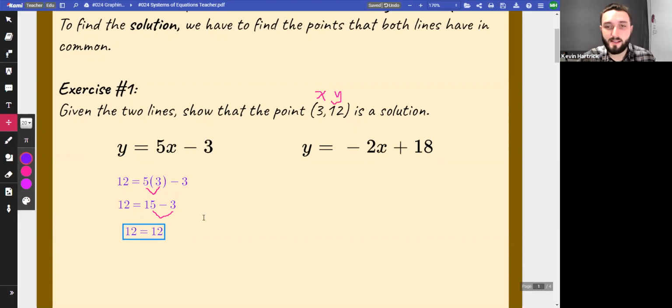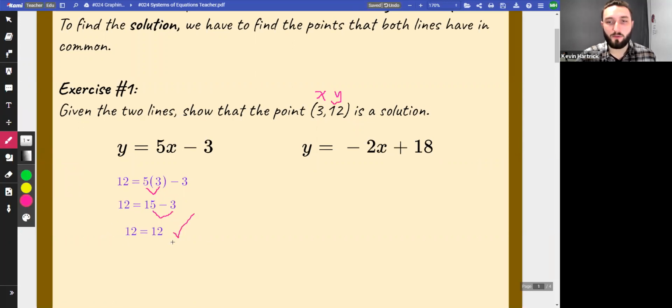So what that means is that this point is on this line. If we get to this point and we have the left side equal the right side, then we've checked it. So I'm putting my check mark showing that it's correct. And what that means is this point is on this line somewhere. If we were going to graph this first line, the point (3, 12) would be on there somewhere. Okay, so let's check it with the other one.